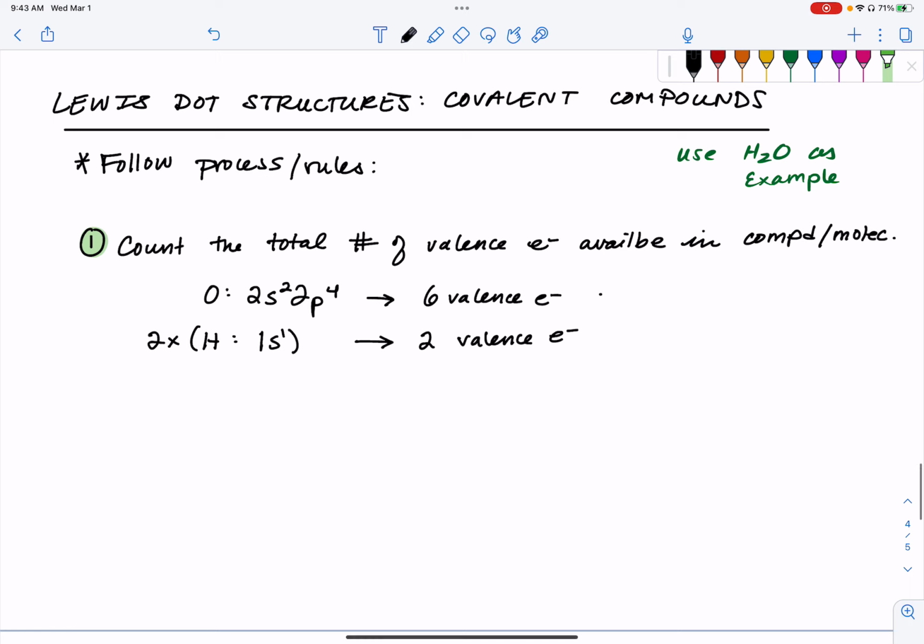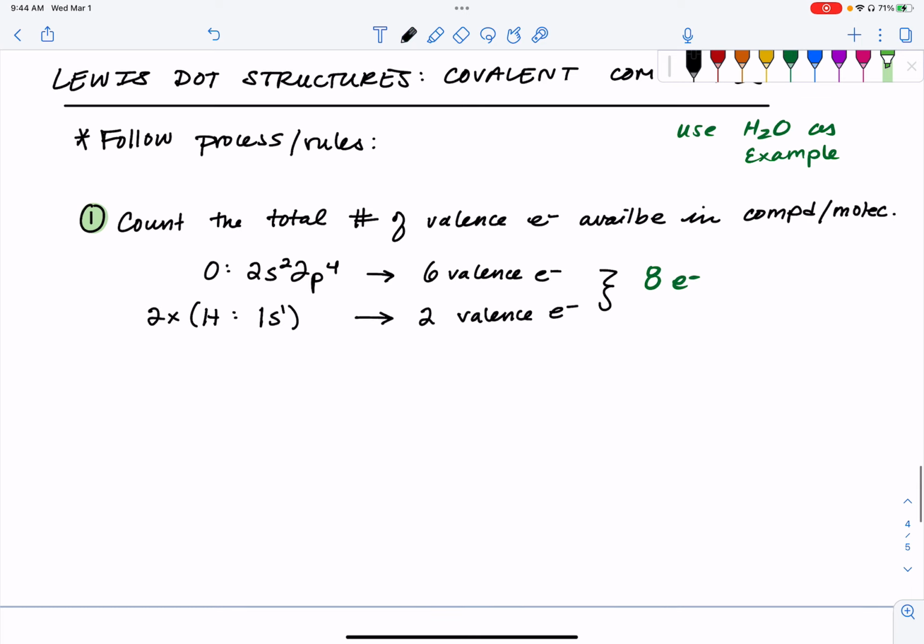All right, so if I were to take the total valence electrons from my oxygen and the total valence electrons contributed from each of my 2 hydrogens, this would give me 8 valence electrons that I can use to make my compound.